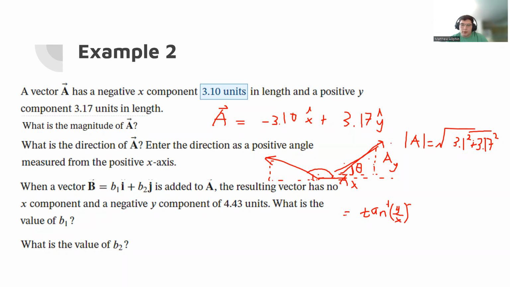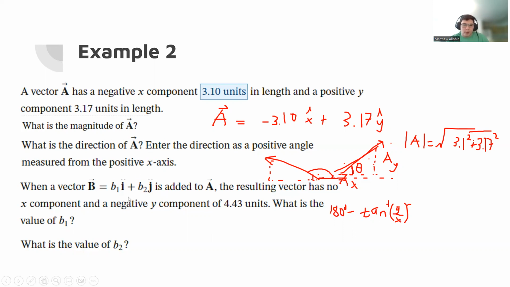Is, and then I would do 180 minus that. So I would do 180 minus that. And then to talk about adding vectors together really briefly.